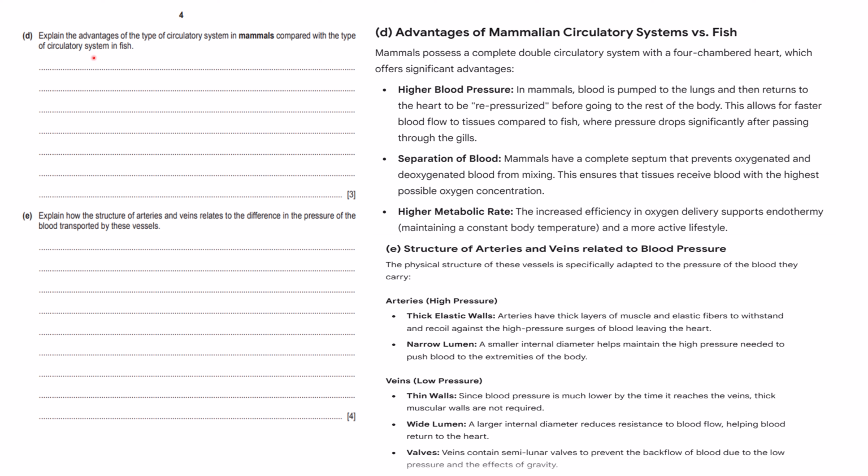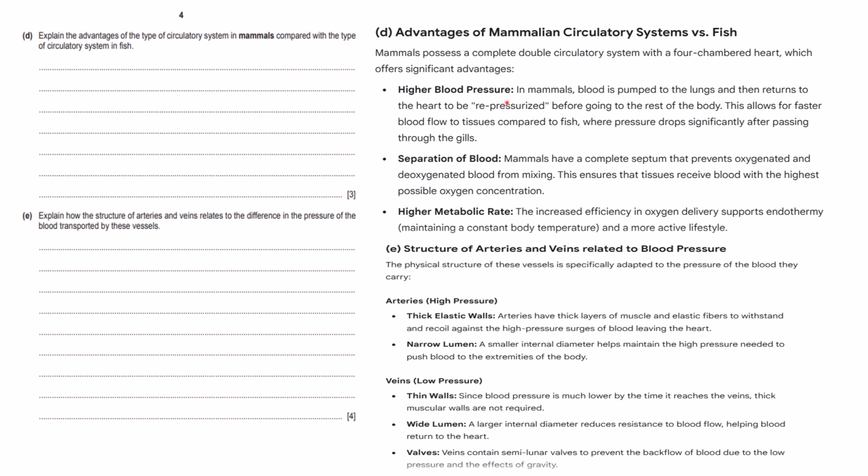Question D. Explain the advantages of the type of circulatory system in mammals compared with the type of circulatory system in fish. This question carried 3 marks and the answer is advantages of the mammalian circulatory system over fish. Mammals possess a complete double circulatory system with a 4-chambered heart, which offers significant advantages.